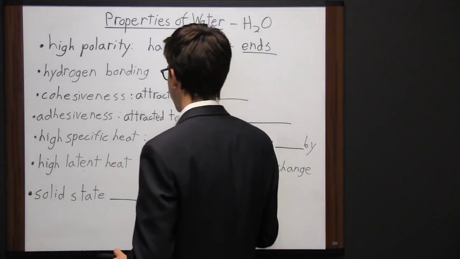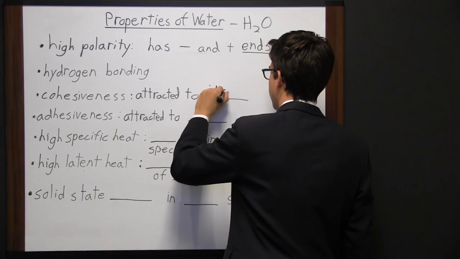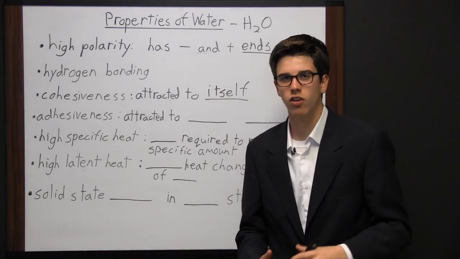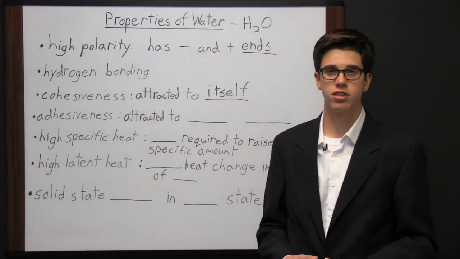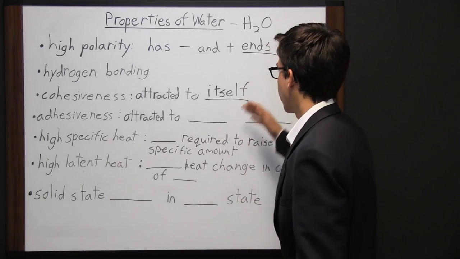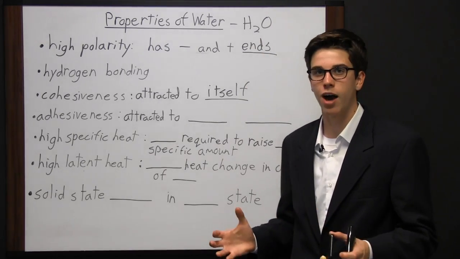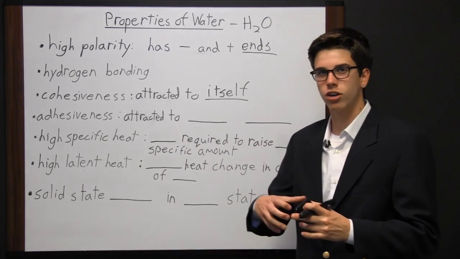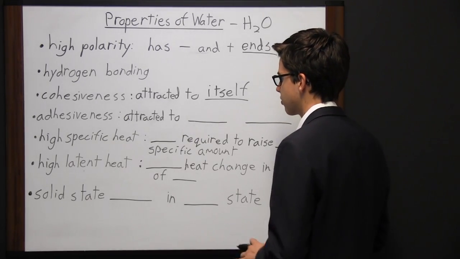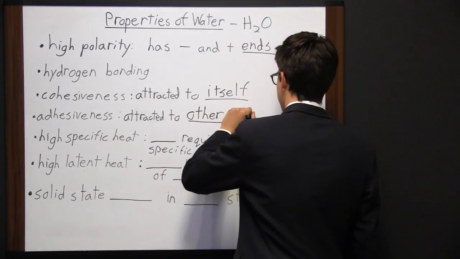Water also is cohesive. Cohesiveness means it's attracted to itself. You may have noticed this if you ever filled a cup of water a little bit too high above the rim of the glass. Well, the water didn't immediately spill over because of cohesiveness. The water molecules were attracted to the other water molecules, so the water didn't necessarily spill out because the attraction was stronger than the force of gravity trying to pull it out. Then we also have adhesiveness, which means water molecules are attracted to other molecules.